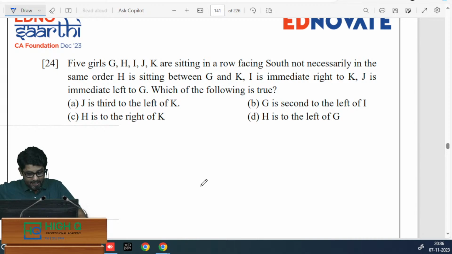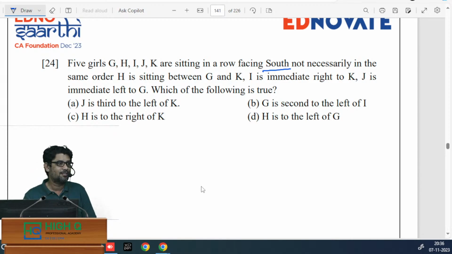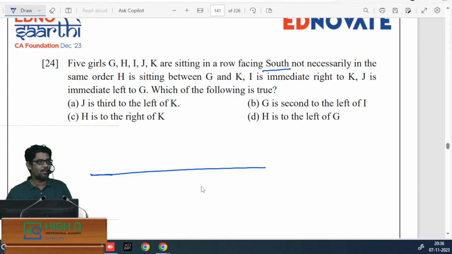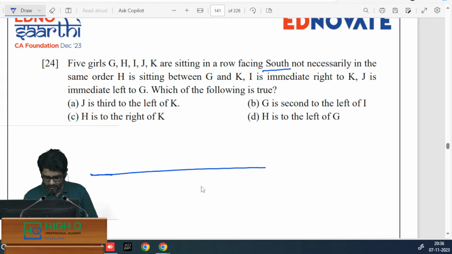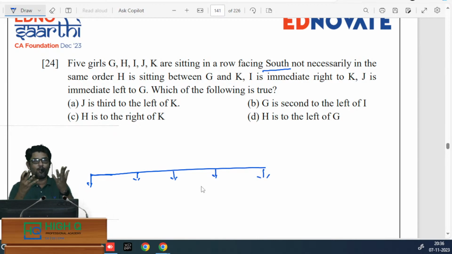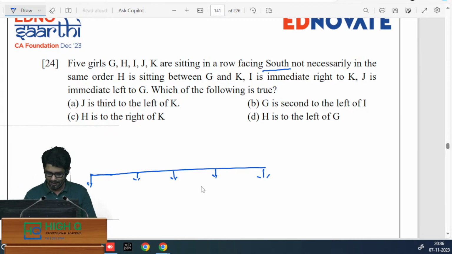Now, 5 girls G, H, I, J, K are sitting in a row. They, remember, are facing south. My dear, be very careful. Total how many girls? Why are girls always going in the opposite direction? When everyone is facing north, in this question 5 girls G, H, I, J, K are facing south. Now I have to change left, right, everything. See, when you are facing south, this is your left and this is your right. Am I right, my dear?